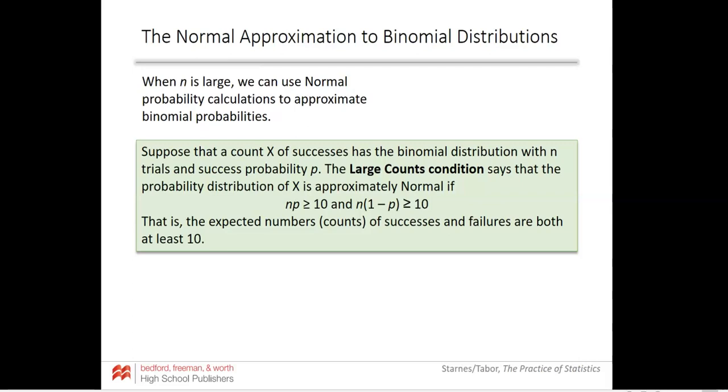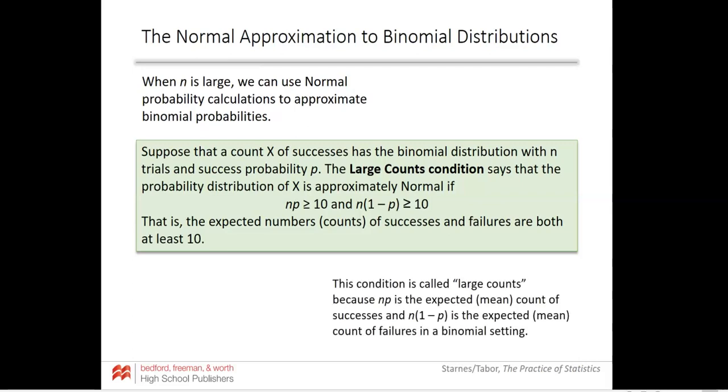We do this, I think, more in second semester than first semester. Not too concerned about this right now, but it's really nice to know that they're already showing this formula to us. So the condition is called large counts.